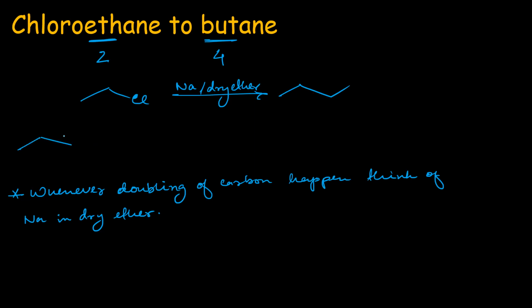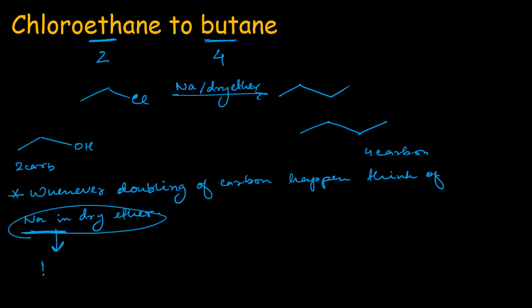Now they can ask you some question like this also. For example, if you have ethanol, OH, then how will you convert it to butane? Again, you can see there are 2 carbons here and 4 carbons here. So whenever there is doubling of carbon happening, you will think of sodium in dry ether. And we know sodium in dry ether will react with RX, haloalkane or haloarene. Here I can first convert this to haloalkane. I will use SOCl2, I will get chloroethane, and then I will use sodium in dry ether. So this is how conversions get complicated after a while.